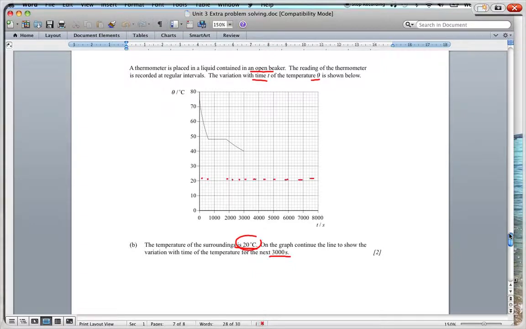So I'm just going to mark that out there. I hope my board is synchronized, so I'll be able to draw this. But it's obviously going to be a curve, and as it gets closer to this 20 degree line, it's obviously going to get flatter and flatter. The rate of loss of temperature is going to get less and less because the temperature difference is getting less and less. So we're looking for the next 3,000 seconds, so we're basically going up to 6,000 here. So we need to extend the curve.